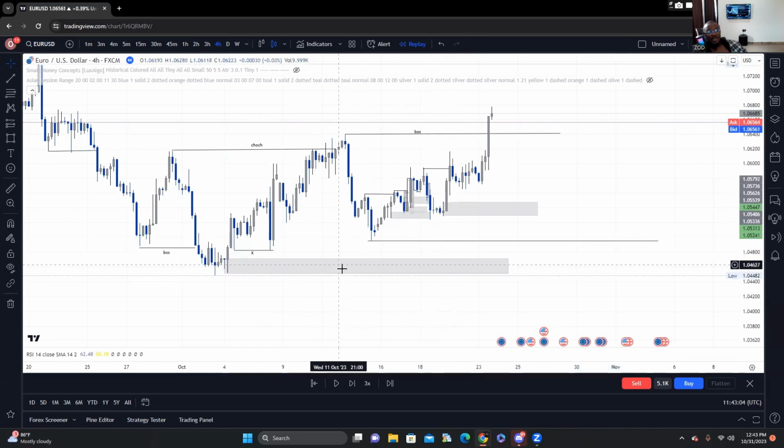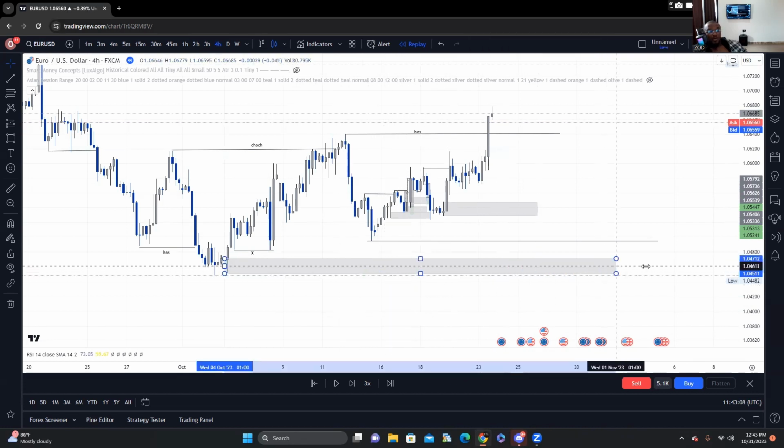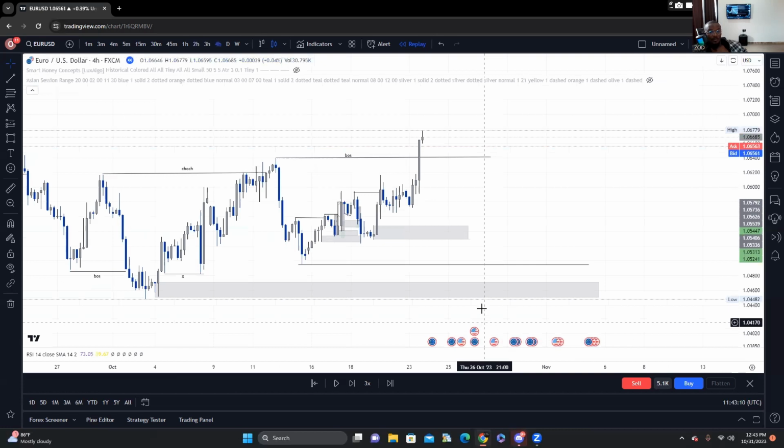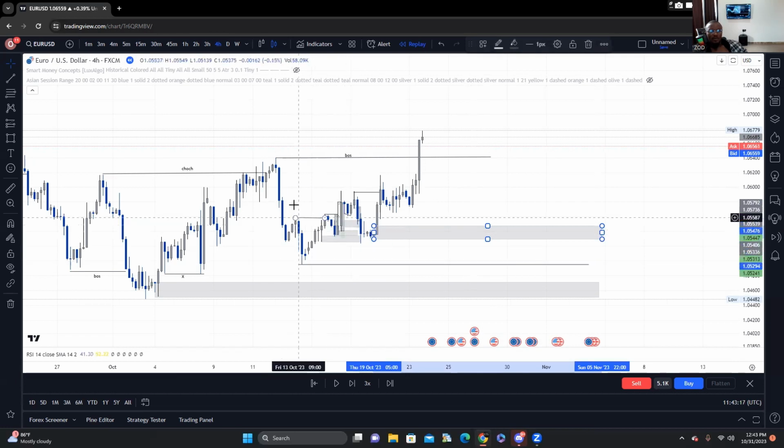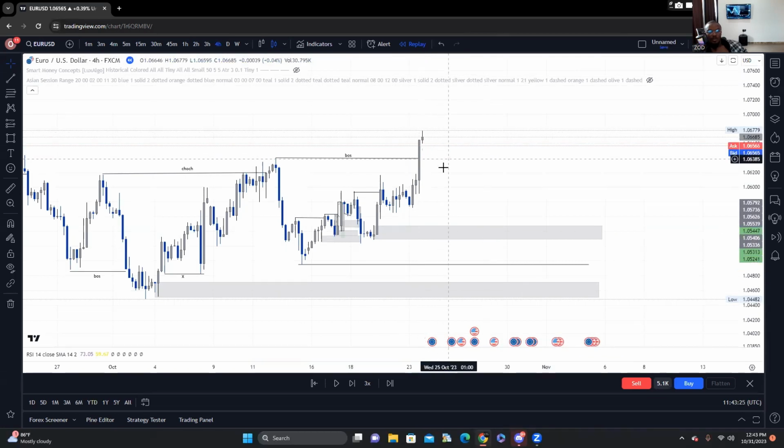Now, that does not mean that this other block is invalidated. Price can also very well come here and still push up to the upside. That's why it's Forex. But the most probable order block now is the one ranging from this high, from this low to whatever high that this one will bring. So right here, we have a break of structure here to the upside.